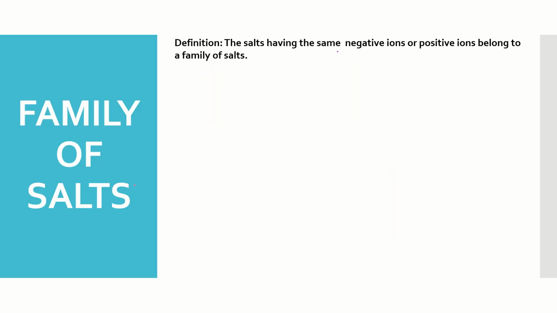Then what is a family of salts? Salts which have the same negative ion or the same positive ion belong to a family of salts. Example, sodium chloride and sodium sulfate. They both have a common ion, the sodium ion, Na+ cation. That is why both salts, sodium chloride and sodium sulfate, belong to the sodium salts.